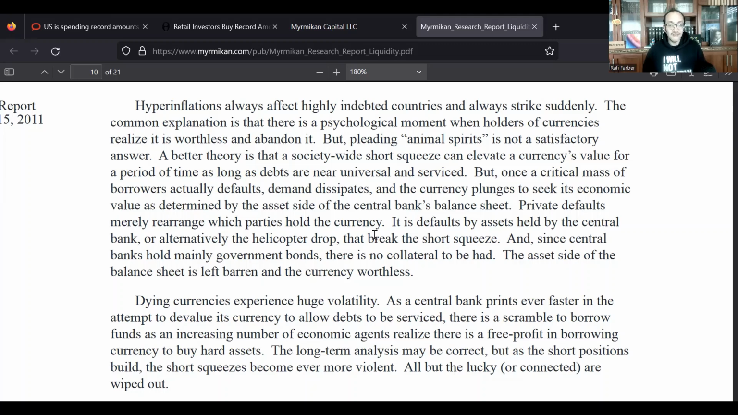Monetarily, nothing changes. He continues, it is rather defaults by assets held by the central bank, or alternatively the helicopter drop that break the short squeeze. And since central banks hold mainly government bonds, there is no collateral to be had. The asset side of the balance sheet is left barren and the currency worthless. So when assets held by the central bank default, that's when the currency starts a free fall, and there isn't any time to buy gold and silver at that point. You can't wait for bonds to start defaulting, for T-bills to start defaulting in order to buy your gold and silver. You got to buy it when it's cheaper and when it's out of favor.